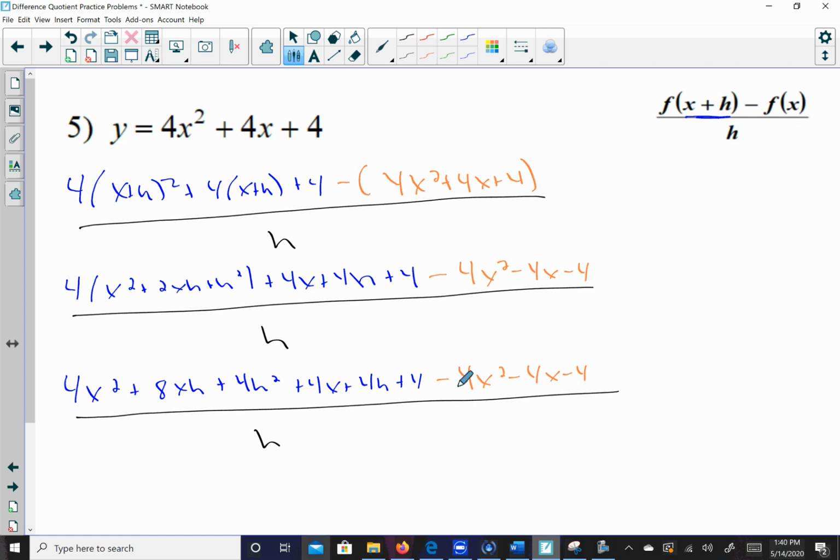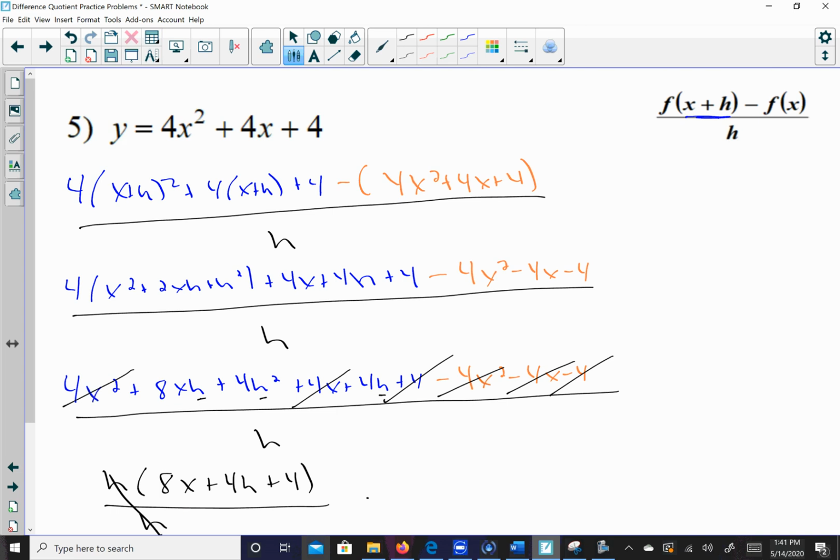Okay, negative 4x squared, looking for a positive 4x squared. Negative 4x, looking for a positive 4x. Negative 4, looking for a positive 4. Those all equal 0. Everything that's left has an h in it. So I'm going to factor out the h while I write down the next line. So this will be h times the quantity of 4x plus 4h plus 4. This is all over h. The h's simplify, and I'm left with 4x plus 4h plus 4. And that's my final answer.